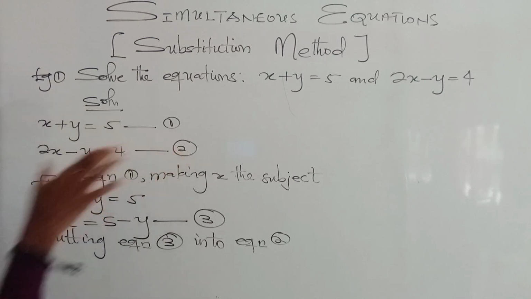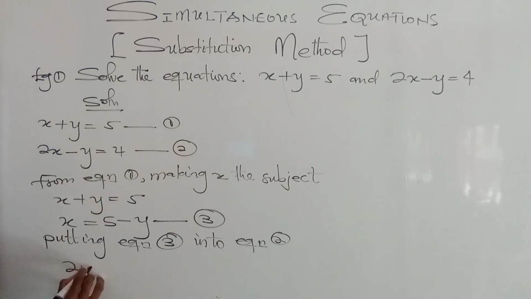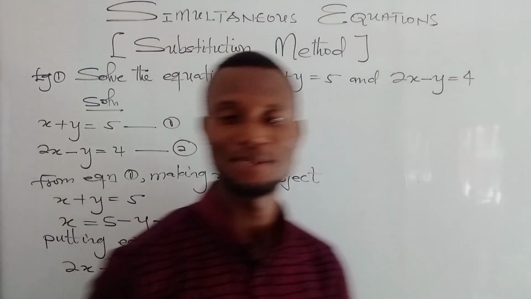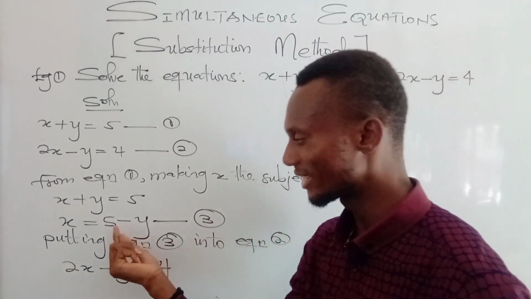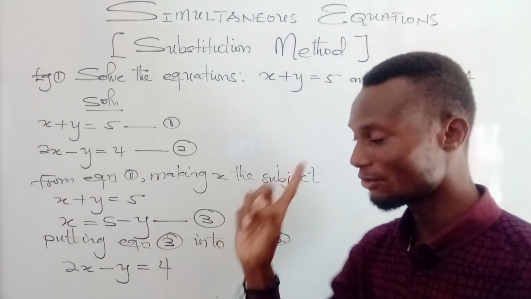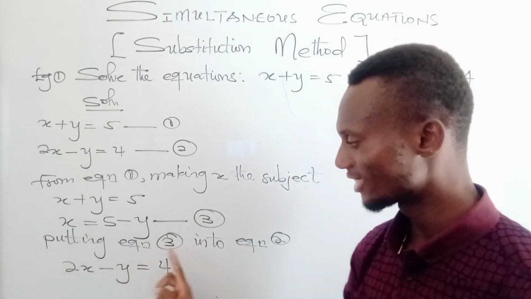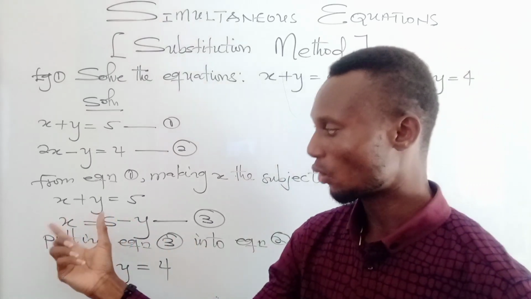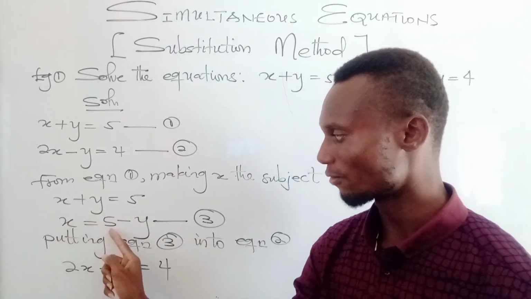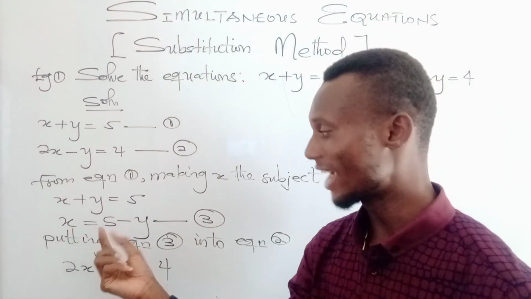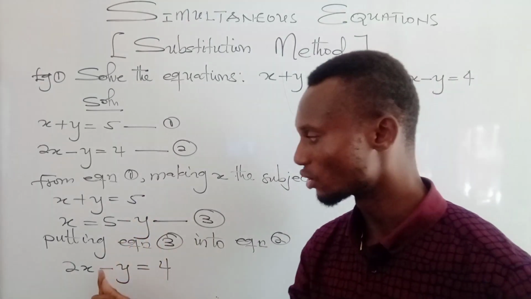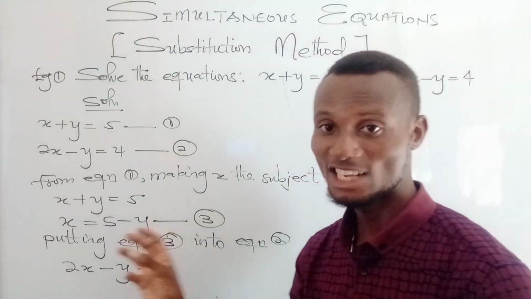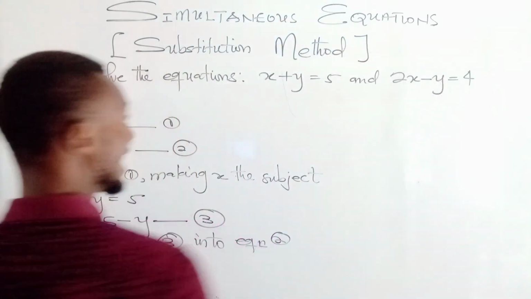Now in equation 2, we have 2s minus y equals 4. What that means is that wherever we see s in equation 2, we are going to put 5 minus y there, because we've made a statement that we are putting equation 3 into equation 2. In equation 3, we have s equals 5 minus y, so the value for s is 5 minus y. Wherever we see s in equation 2, we put 5 minus y there. That's us doing the substitution. So let's go ahead and continue.